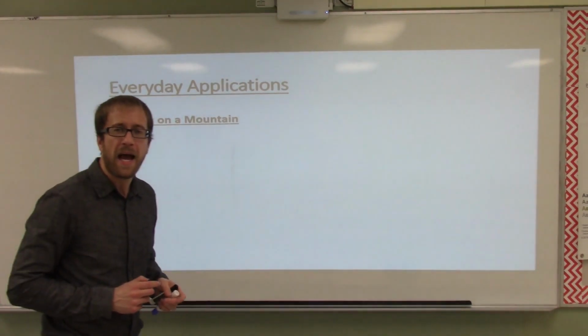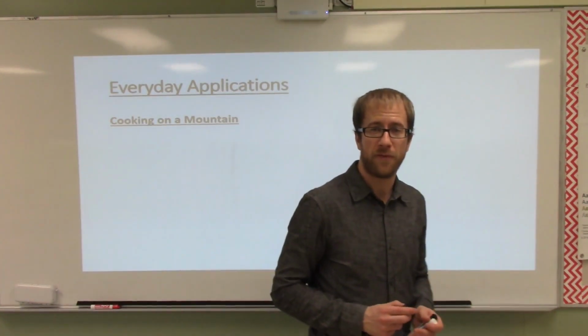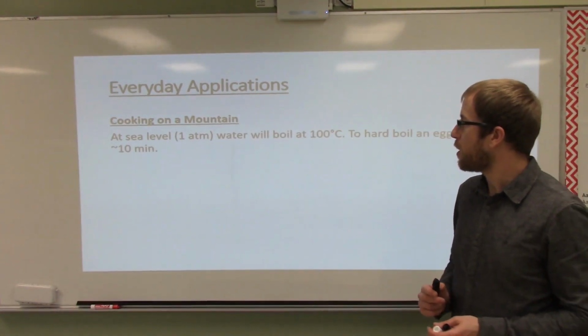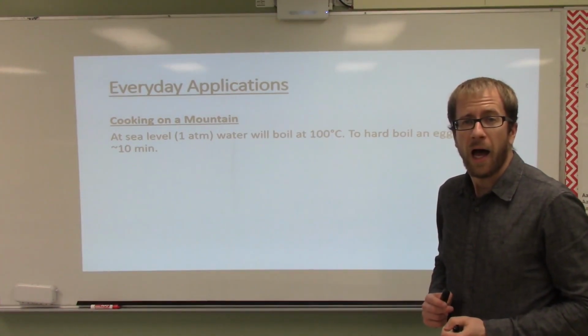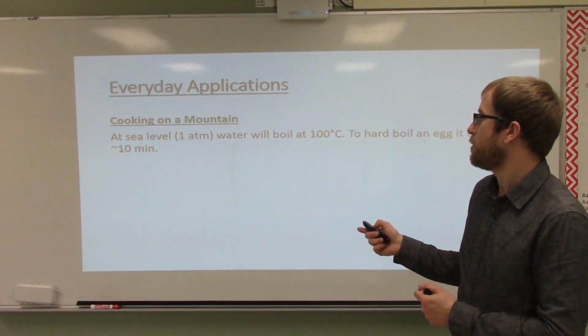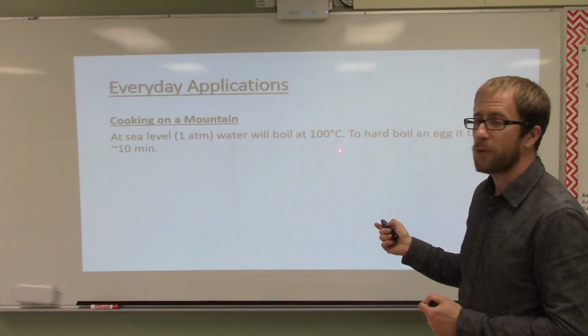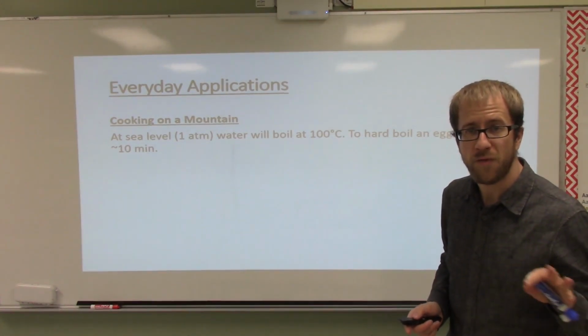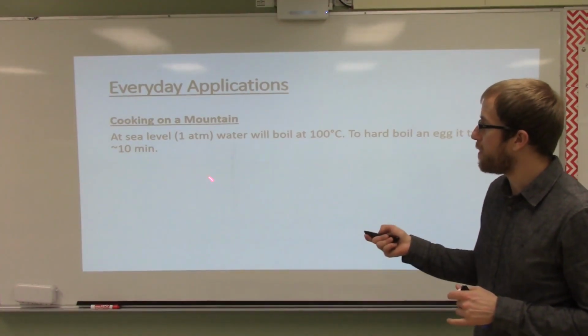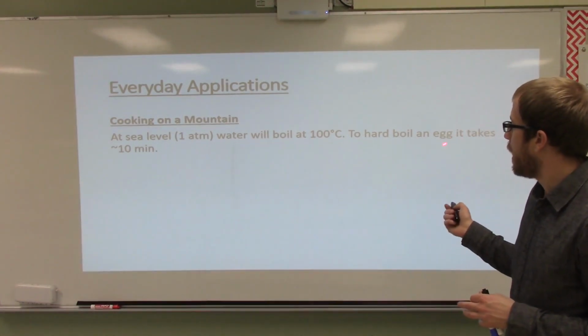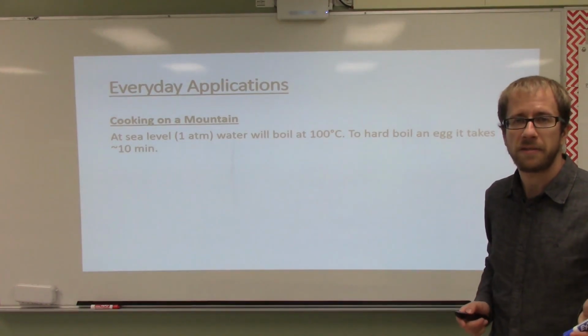So, what are some everyday applications here of what we've talked about? Well, cooking on a mountain. Let's say at sea level, water will boil at 100 degrees Celsius, sea level being 1 atmosphere of pressure. We call that the normal boiling point. Now, to hard boil an egg, it takes 10 minutes.